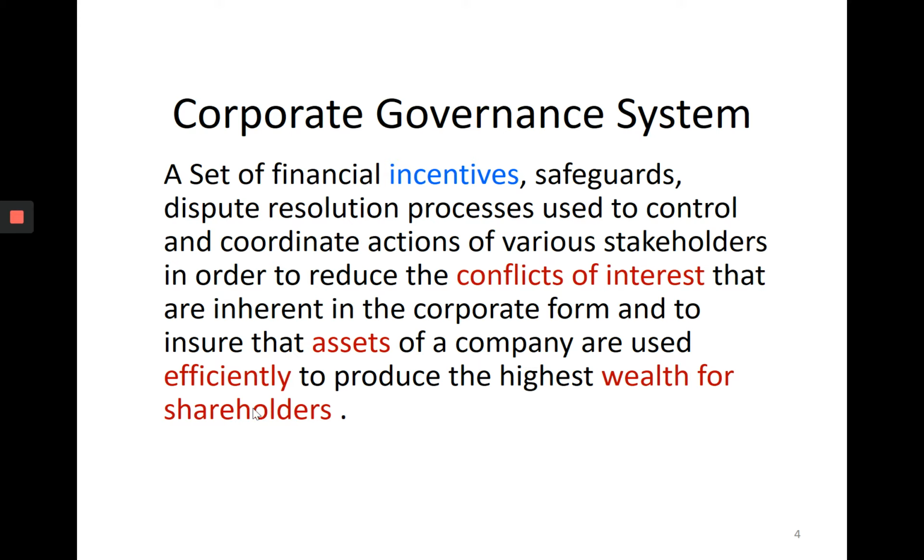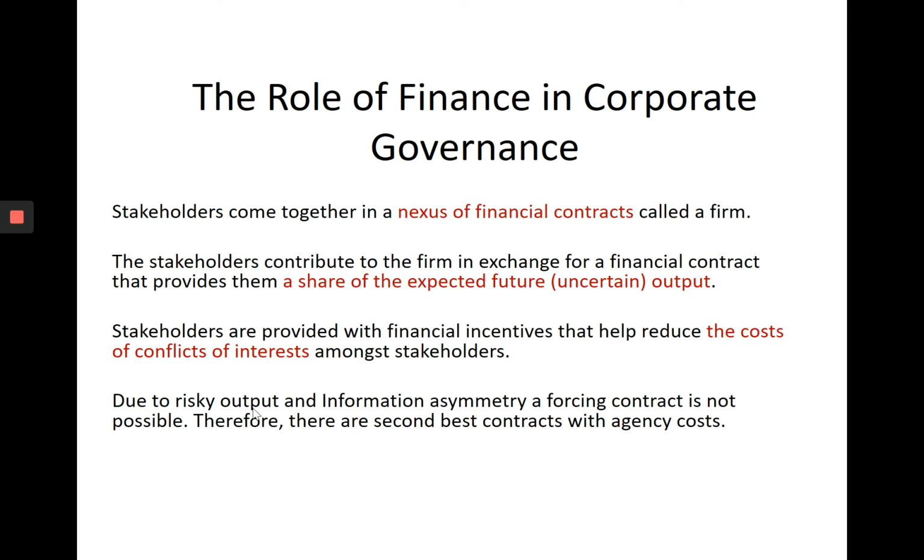If you look at this definition carefully, you see a certain number of ideas are presented in color. Incentives are important in corporate governance. Often money, a share of the future output. Then conflict of interest is important. Assets that the corporation holds is important. Efficiency in managing the corporation, and of course, maximizing the wealth that belongs to the owners of the firm. For a public corporation, that's the shareholders.